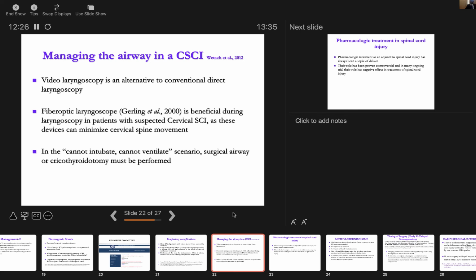Managing the airway in cervical spine injury, video laryngoscopy is an alternative to conventional direct laryngoscopy to keep the cervical spine intact. And fiber optic laryngoscope is beneficial during laryngoscopy in that kind of patients. If you cannot intubate and cannot ventilate the patient, sometimes emergency tracheostomy may be necessary.